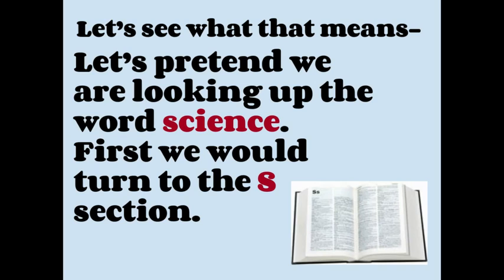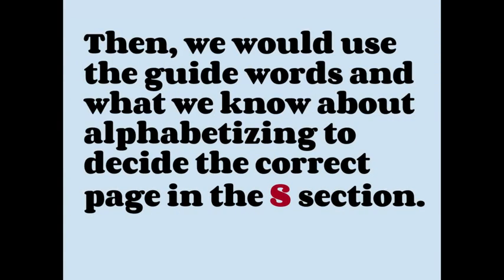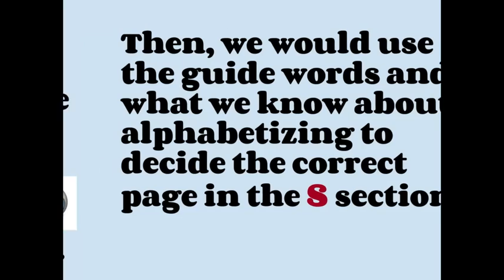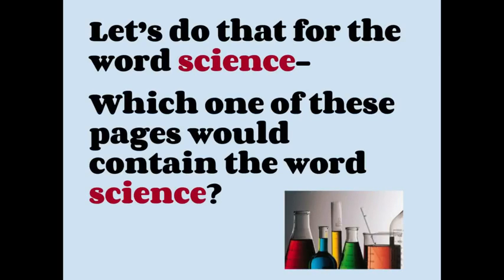Let's pretend we are looking up the word science. First, we would turn to the S section, so all the words that start with S. Then we would use the guide words and what we know about alphabetizing to decide the correct page in the S section. We would look at the guide words at the top of each page and decide which ones our word would come between in alphabetical order. So let's do that for the word science.